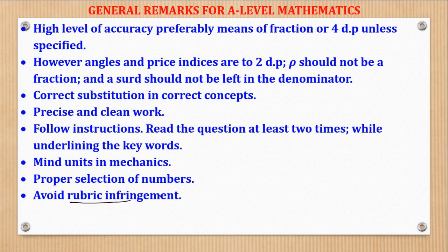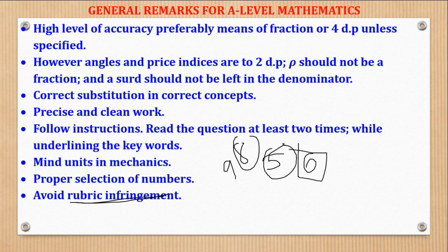Avoid rubric infringement. This means that you answer more than the questions they want. Usually, the number of questions they want in a math paper is standard. 8 questions in section A are all compulsory, but in section B, you choose only 5. Now, if by mistake you do 6 questions, that is already rubric infringement. You are not obeying the rules. So make sure you only and only answer 5 questions in section B.